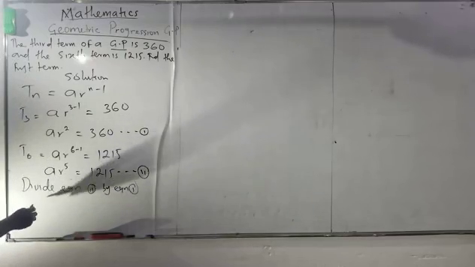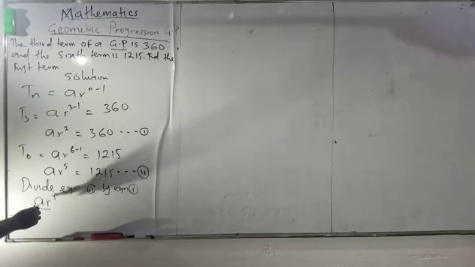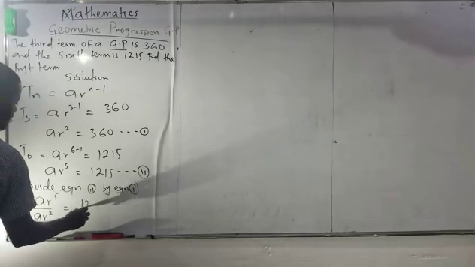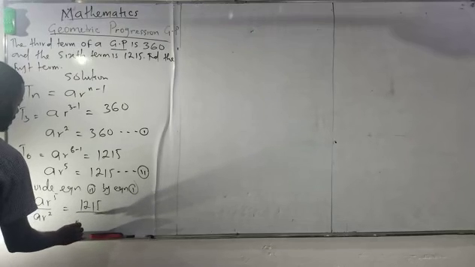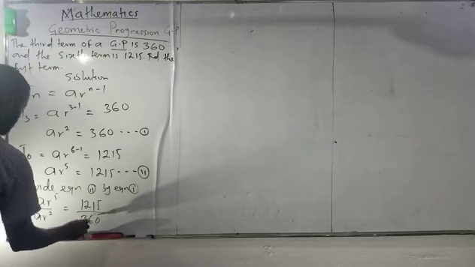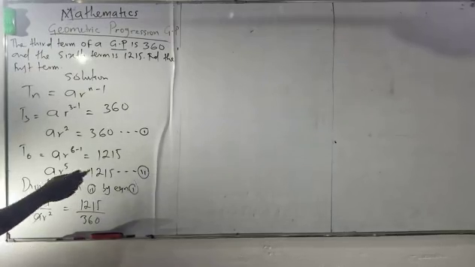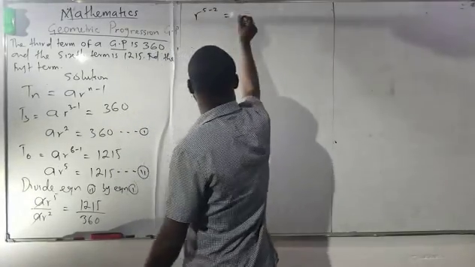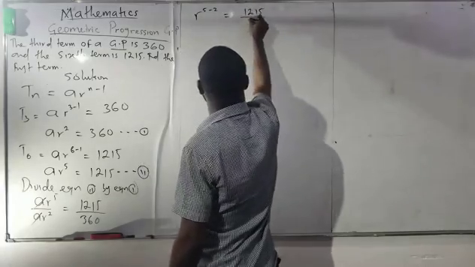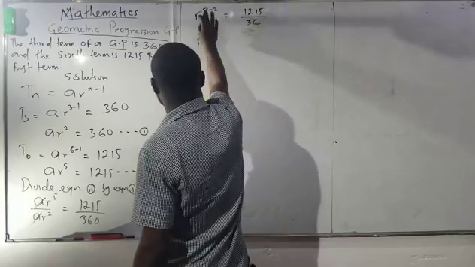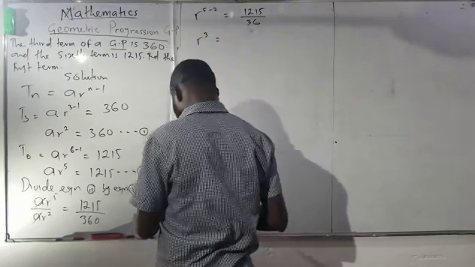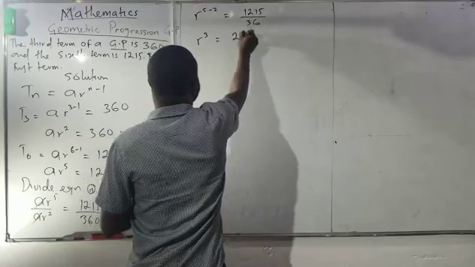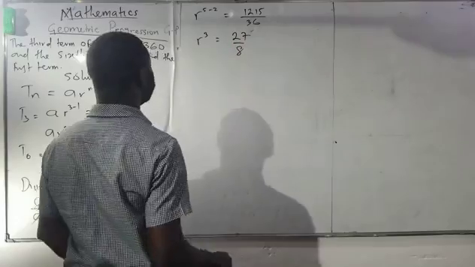Now, by so doing that, I'll be having ar to the 5 divided by ar squared equals to 1215 divided by 360. Now this will cancel this. Now this takes us to indices, which I'll be having r to the 5 minus 2 equals to 1215 divided by 360. This one will be r raised to power 3 equals to, when I divide this number, 27 all over 8.